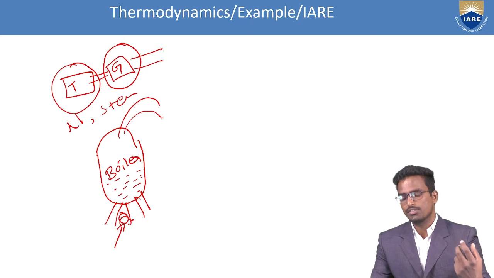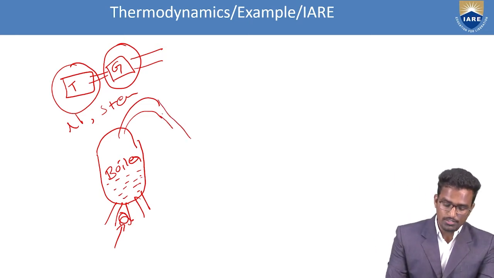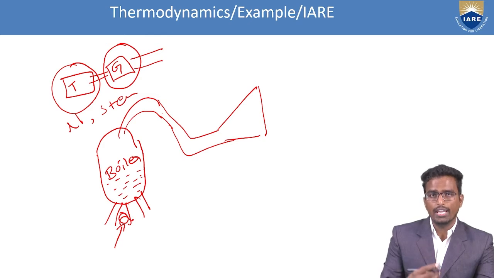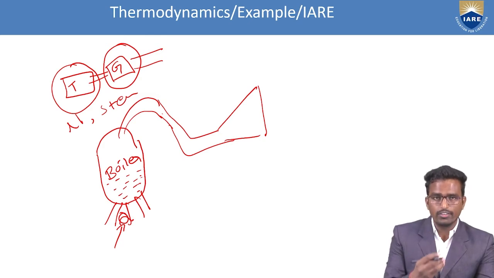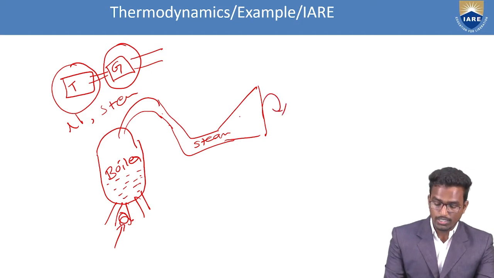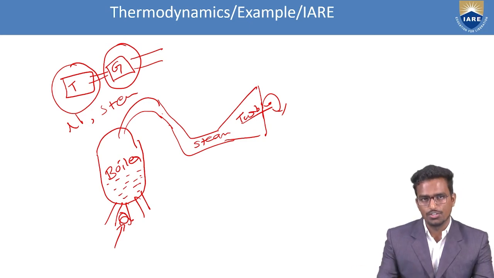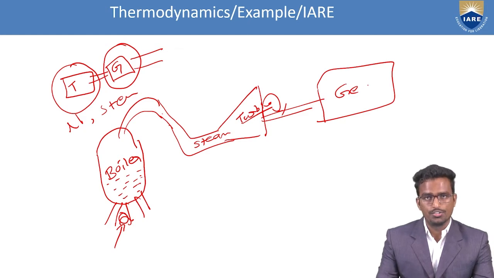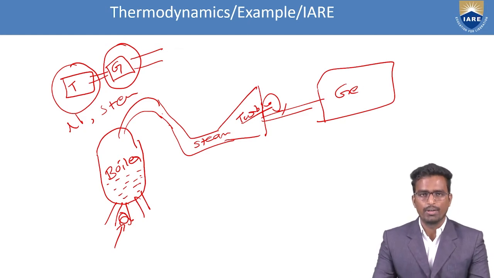The evaporated substance is passed through pipelines and touches the turbine. The turbine uses the power of the steam and converts it into mechanical energy. The turbine's work is to convert steam energy into mechanical energy. Now we couple this turbine with a generator, and the generator generates the electrical energy. This is the basic function of any steam power plant.